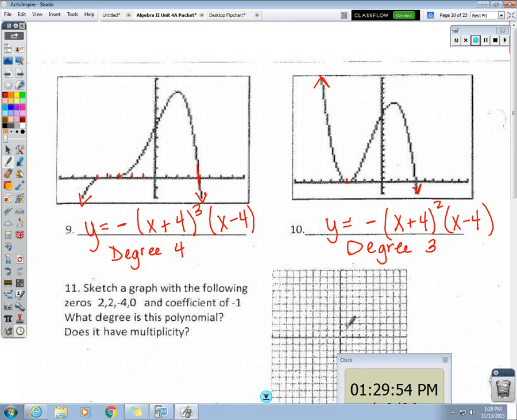Your degree is always one higher than your number of turns. Like, see how this one turned twice and your degree was cubed?